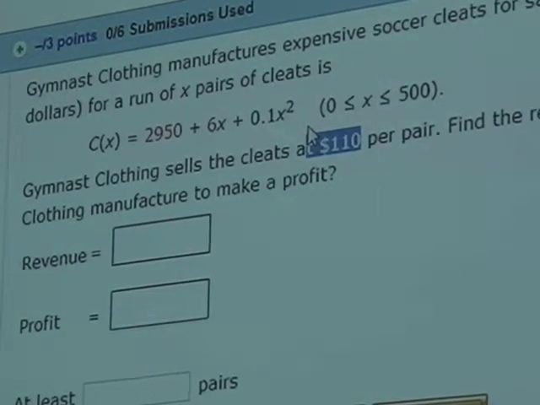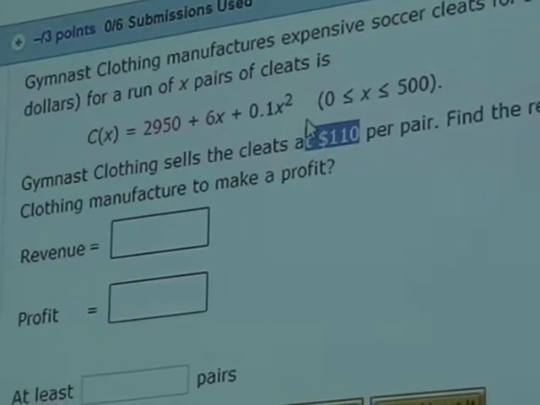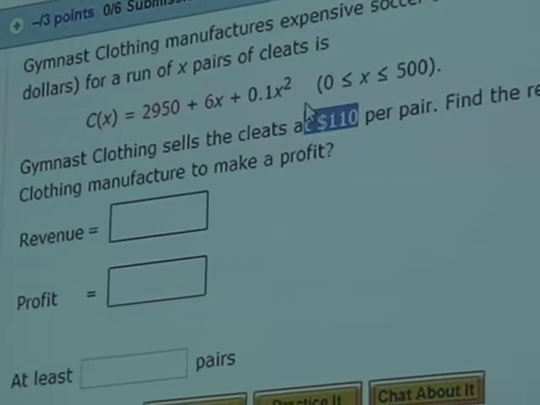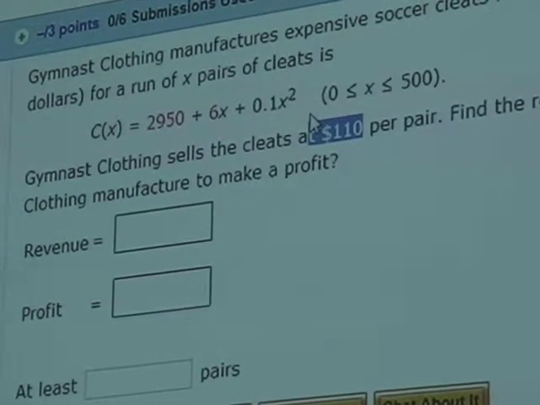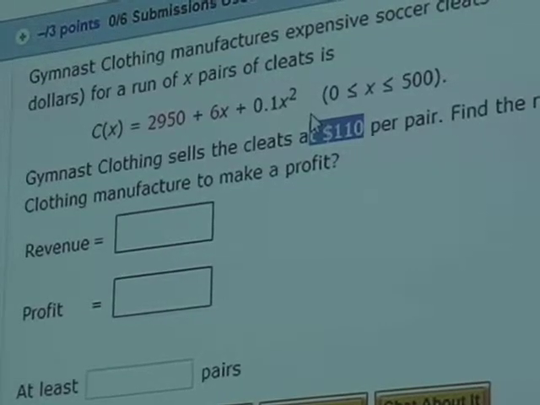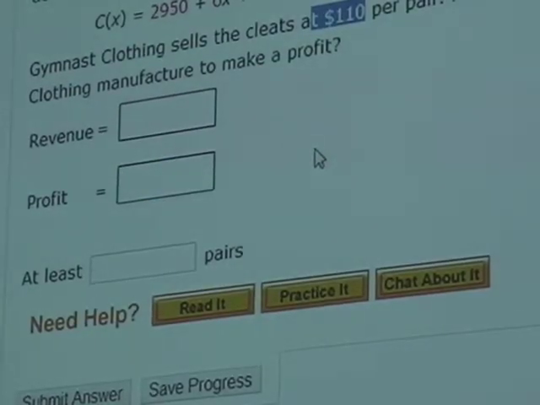And how about the profit? It's going to be $110x minus the cost function, right? So minus 2950 plus 6x, and so on. So that's going to be the profit function. Any questions?